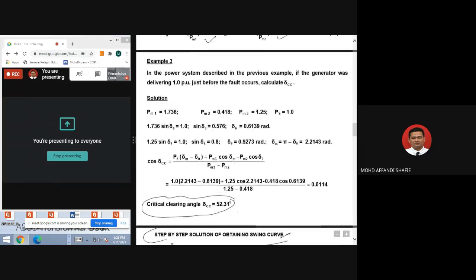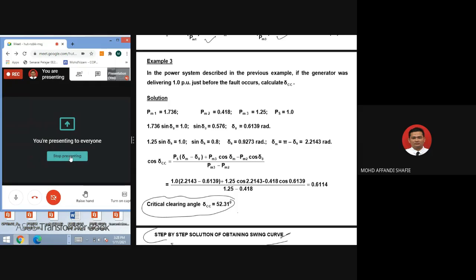So I will discuss the last topic. The last topic is step-by-step solution of obtaining swing curve. So I hope you can understand all these things. Okay, that's all. Thank you very much.